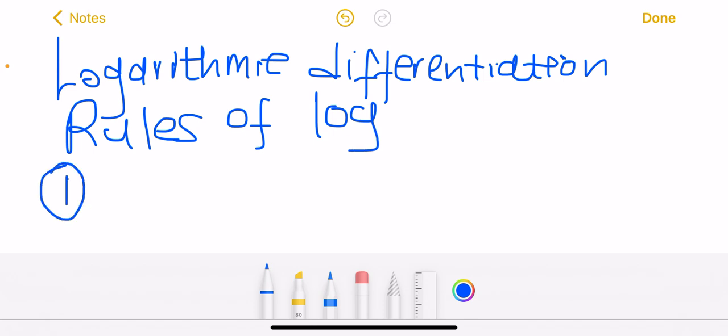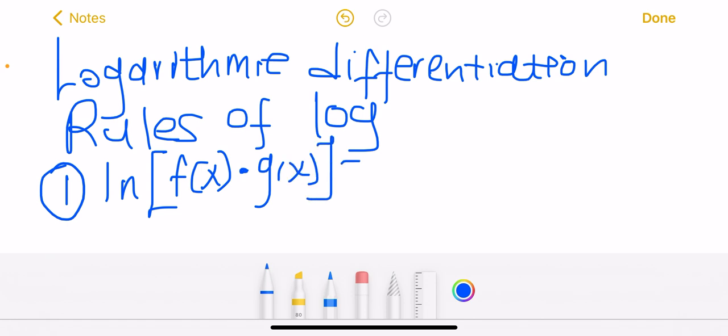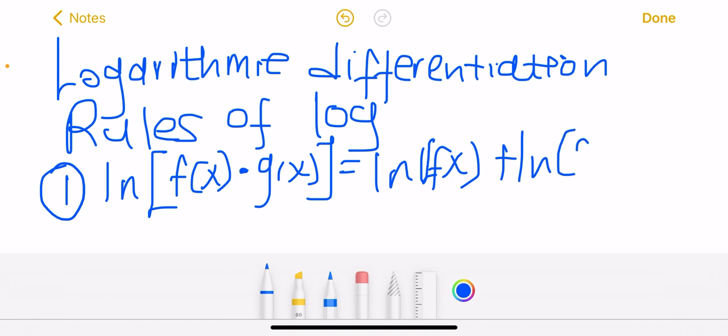Now, the first rule is saying if you have ln of f of x multiplied by g of x, this can be expressed as ln of f of x plus ln of g of x. Okay, so the multiplication is the one that is giving it the addition sign.